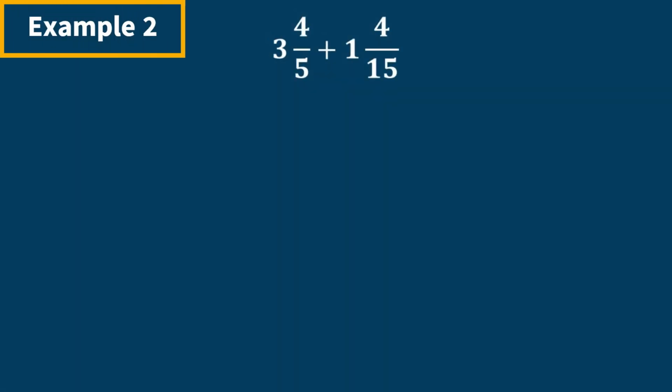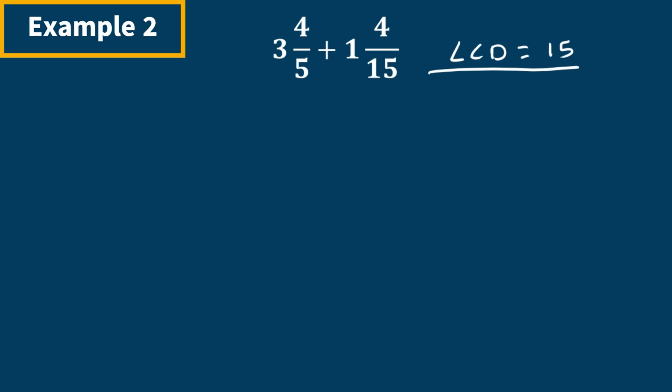Example number 2, we have 3 4/5 plus 1 and 4/15. First thing we want to do is get our fractions to have the same denominator by finding the LCD. And we know that the LCD between these is going to be equal to 15. You can do the same thing with the multiples that I showed in example number 1. However, just to save some time, we're going to go ahead and list the LCD here like that.